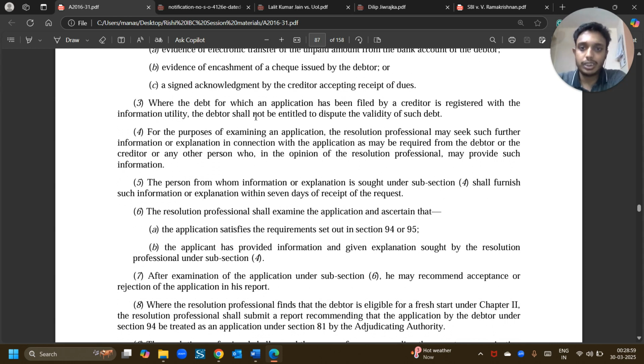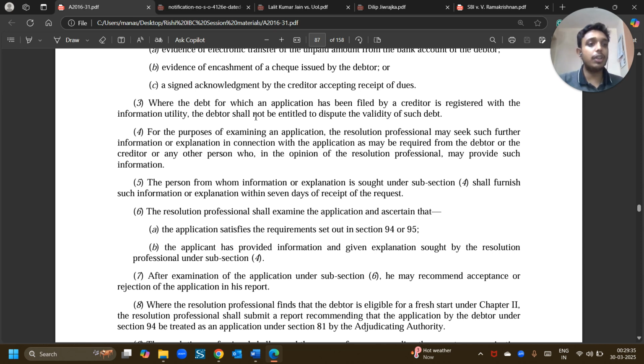Subsection 3 then says, where the debt for which an application has been filed by a creditor is registered with the information utility, the debtor shall not be entitled to dispute the validity of such debt. So here again, it's quite in line with the objectives of the code. The reason behind why you have an elaborate procedure and elaborate processes and rules and regulations governing the information utilities is to ensure that whatever database is with this IU is credible and reliable, right? So here, let's say the information utility clearly records that there is a debt which the debtor owes to the creditor which has not been repaid.